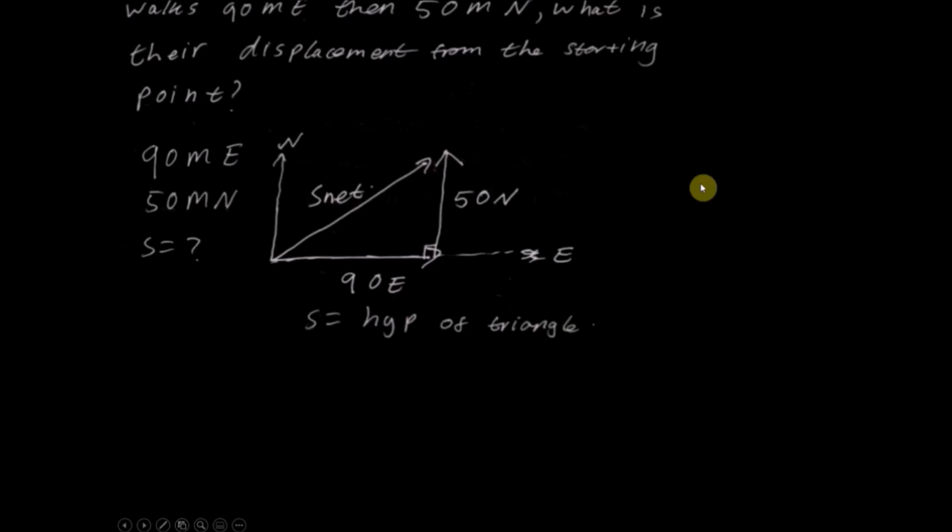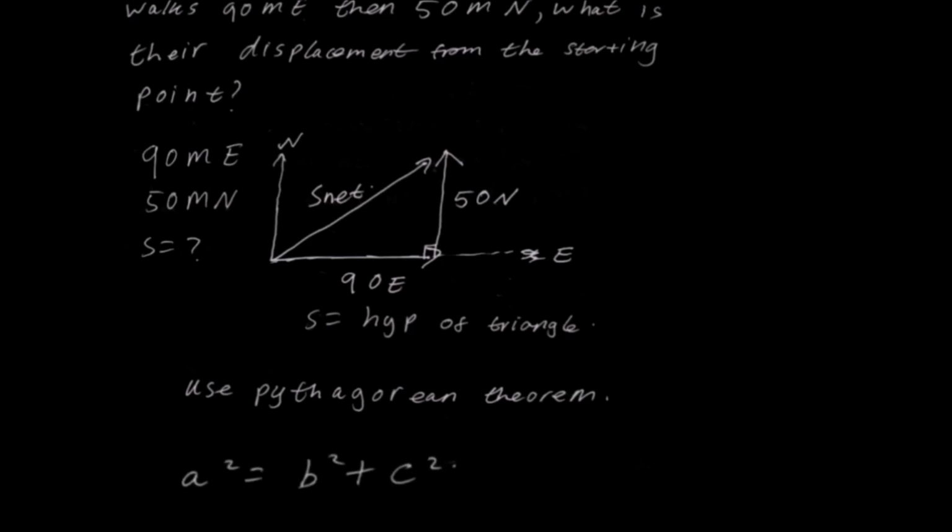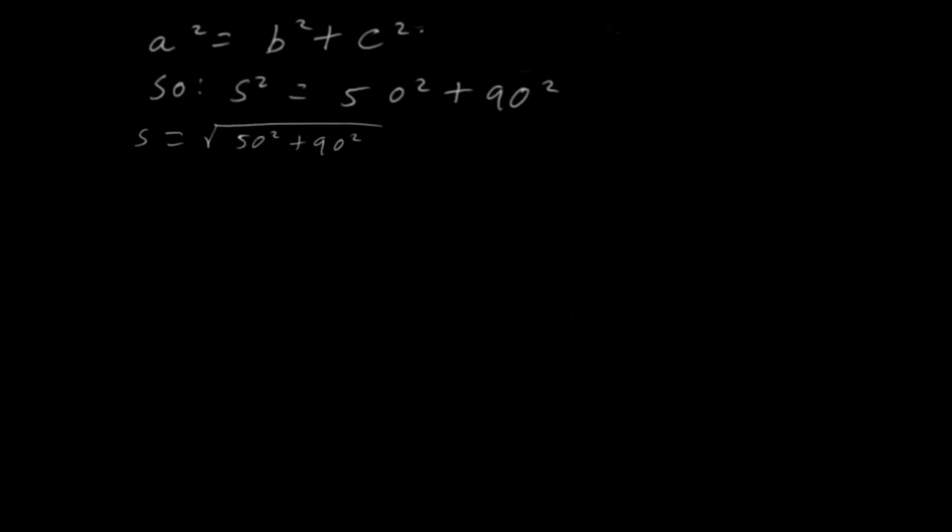Of course, here our displacement will be the hypotenuse of our triangle. We don't know much other than the actual components. So this is a situation where we need to use Pythagorean theorem of a squared is equal to b squared plus c squared. If we apply this, that means our displacement s squared will be 50 squared plus 90 squared. The root of this will give us 103 meters, or about 100 meters-ish.